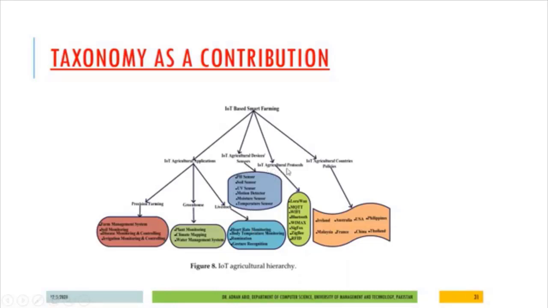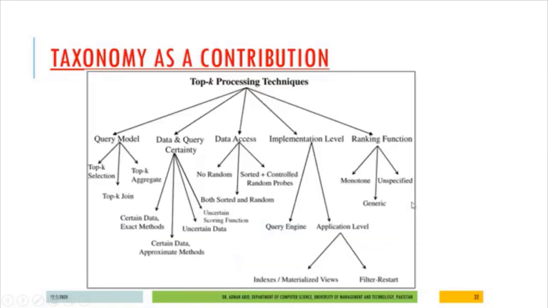And for IoT agriculture protocols, these are the wireless protocols which are being used by the sensors and devices in these settings. The articles which we have discussed or considered are using these types of protocols. And the policies: which countries have devised policies, and what the major points of those policies are. This is yet another example of the taxonomy.